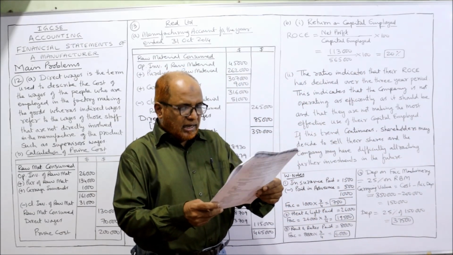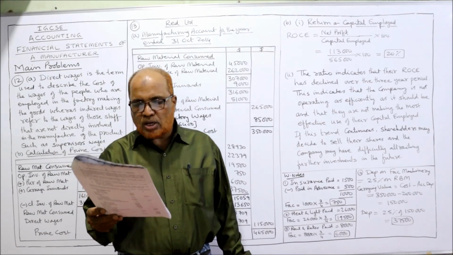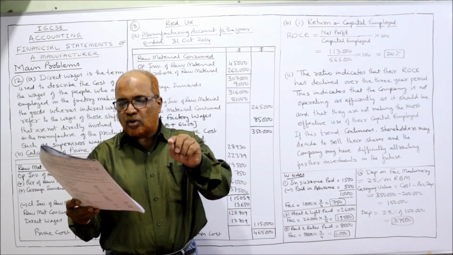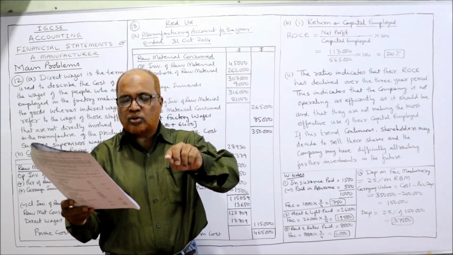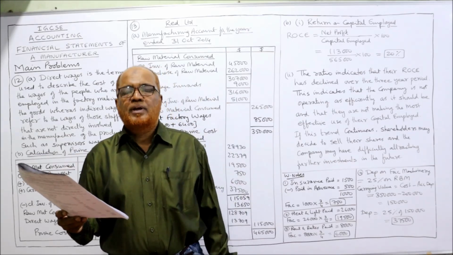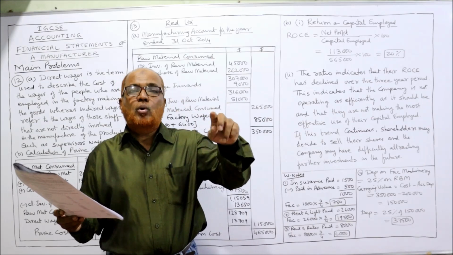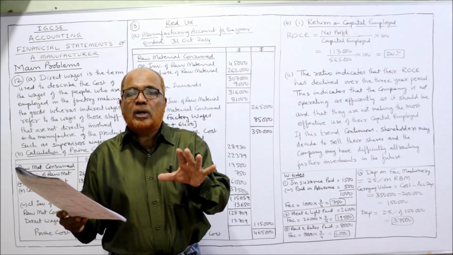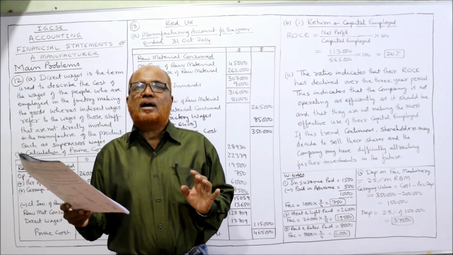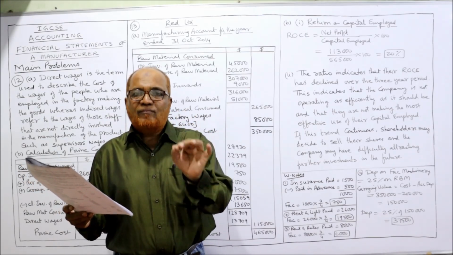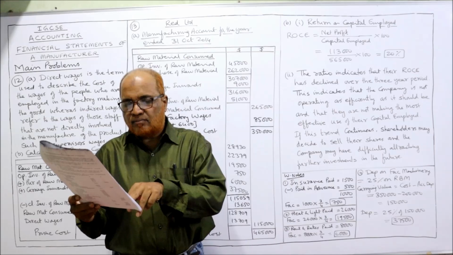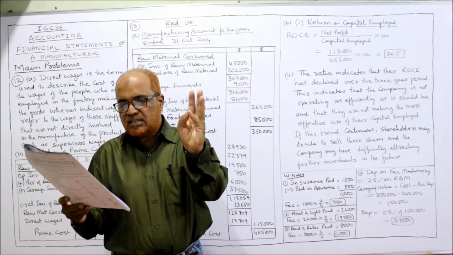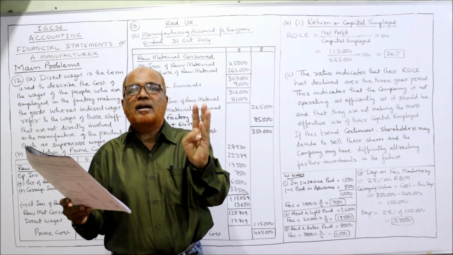Next comes light and heat, insurance and rent and rates, to be apportioned 3/4 to the factory and 1/4 to the administration. Administration means it will go to income statement. But we are concerned only in making manufacturing account. So we take only factory. We will not consider the 1/4 to administration. What are the three items? Heat and light, insurance and rent and rates.